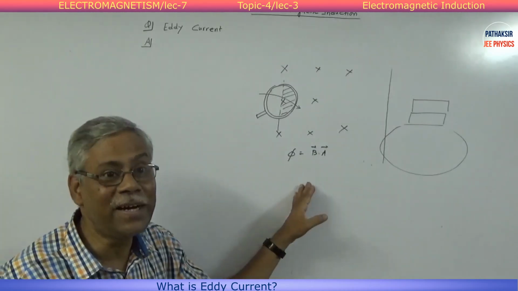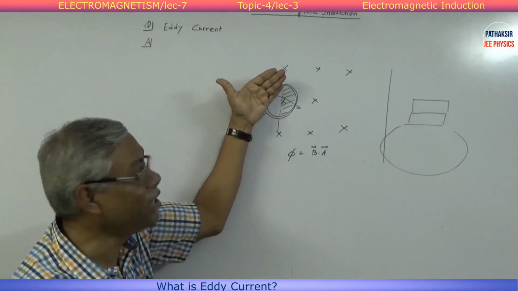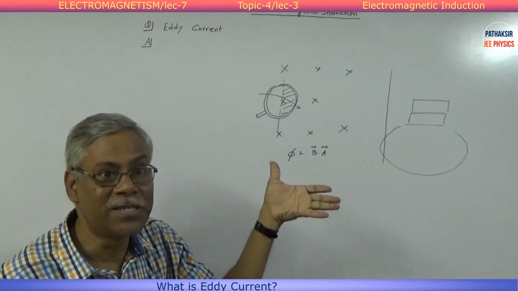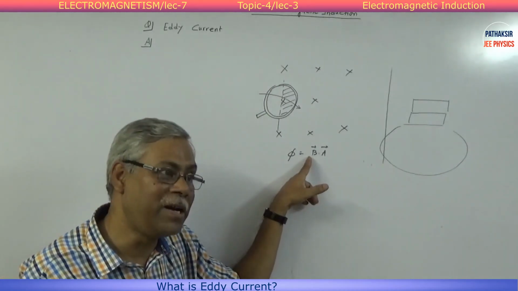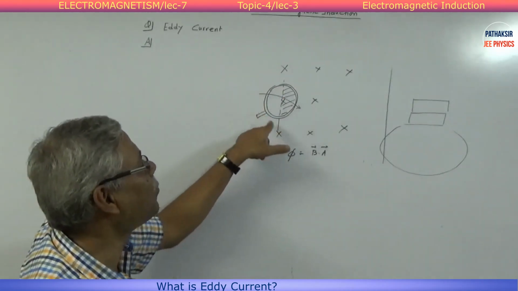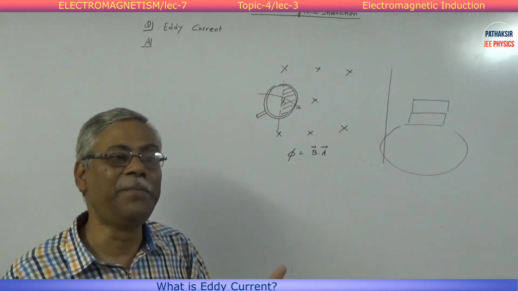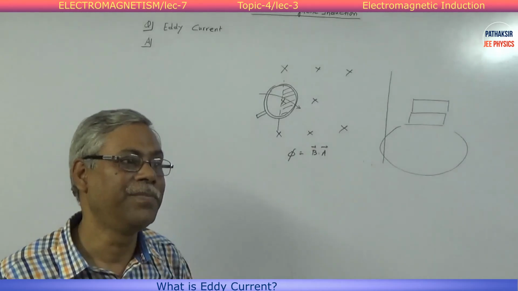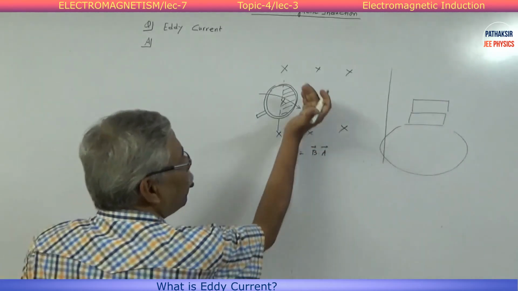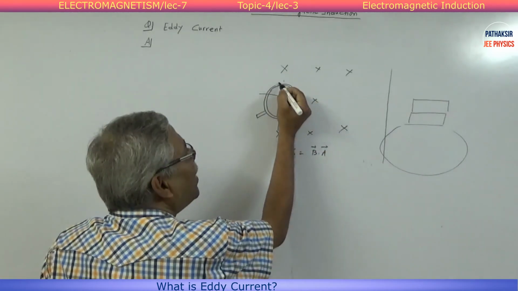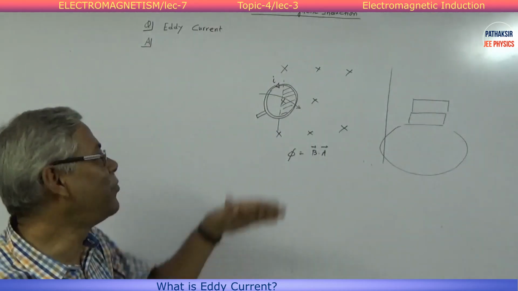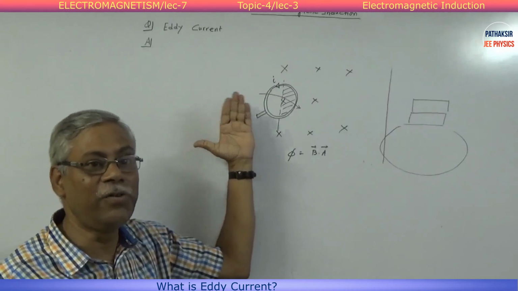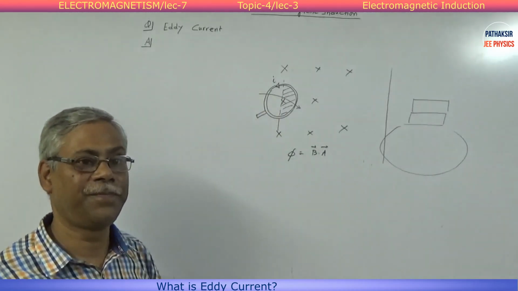You cannot decrease area because you are pushing it inward. So, area is fixed. Only option is to decrease the magnetic field. That means current will flow in such a direction that a magnetic field in the opposite direction is produced. So a dot magnetic field will be produced and current will flow in this direction. And when you take it out, current will flow in the opposite direction.